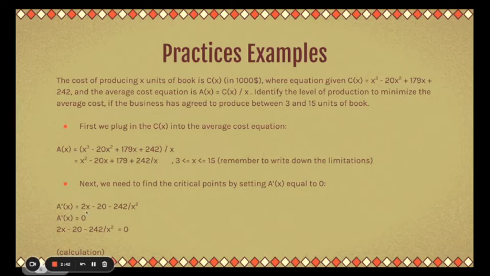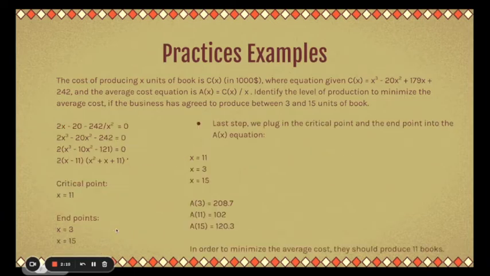So we derive this, as you can see here, it's being derived already. There will be lesson notes on how to derive equations. So this equals 0, which is basically 2x minus 20 minus 242 divided by x to the power of 2 equals 0.